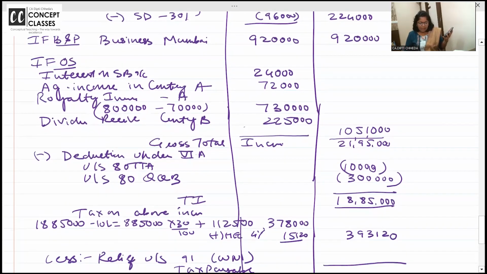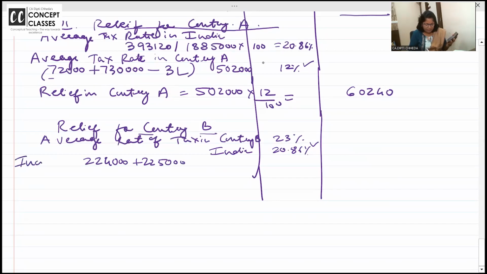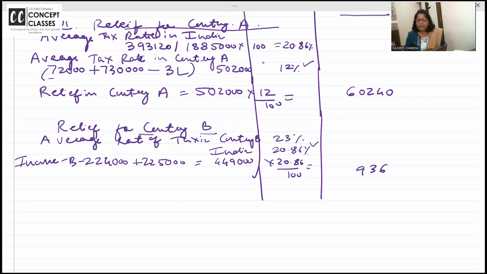Country B. And what else is there? Dividend income, 224 and 225. 224 and 225 income in country B, 4,49,000 into 20.86%, which is 93,661. So what is the total relief from both the countries that you have calculated separately?